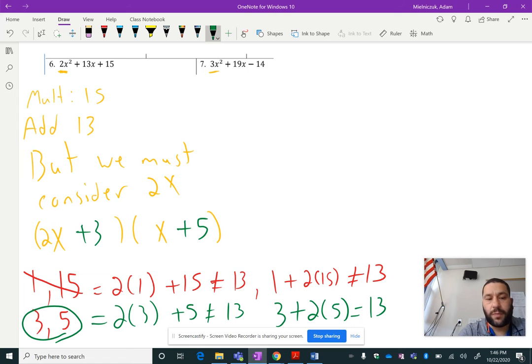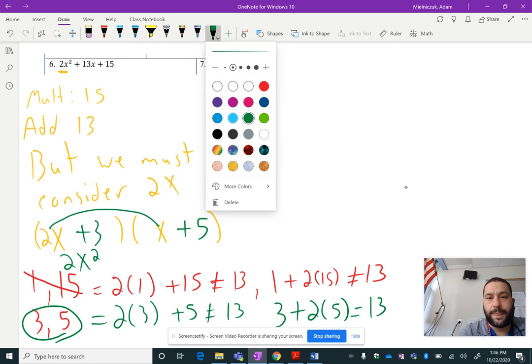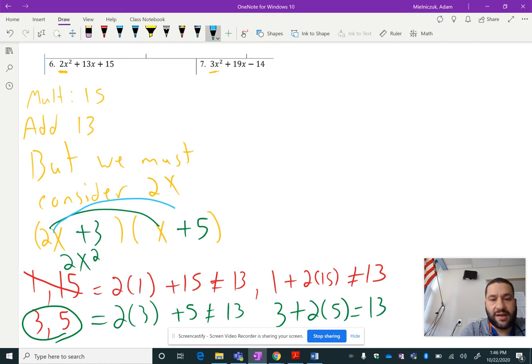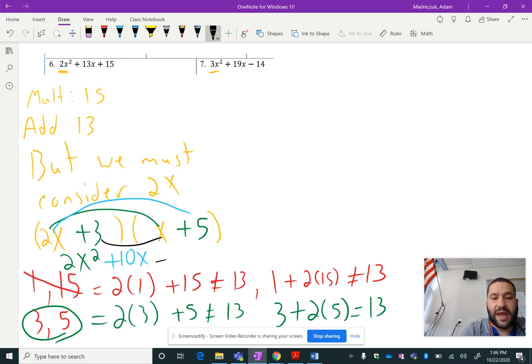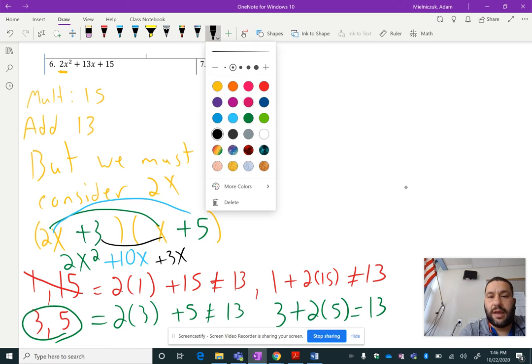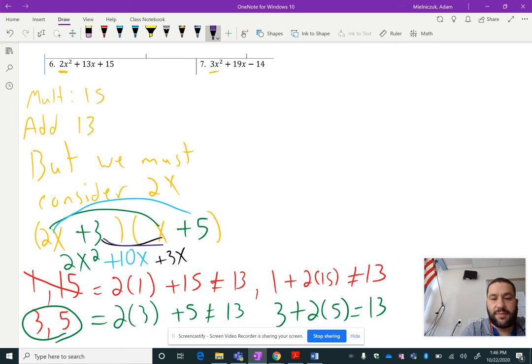How did I know that? Well, I know 2x times x is going to give me 2x squared. I know that 2x times 5 is going to give me 10x. I know that 3 times x is going to give me the 3x. And I know that the 3 times 5 is going to give me the 15. So this will simplify to 2x squared plus 13x plus 15. Back to the normal answer.